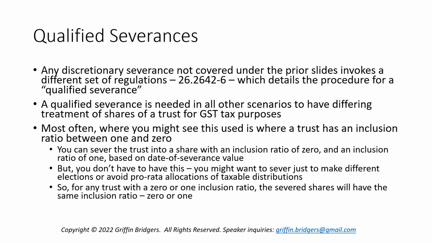And then afterwards, since this is respected now as separate trusts through the qualified severance, this would allow you to make taxable distributions from the non-exempt trust that has an inclusion ratio, or really make them from the exempt trust, I should say, that has an inclusion ratio of 0, instead of allocating taxable distributions pro rata from each separate share. And if you have any trust with a 0 or 1 inclusion ratio, the severed shares will have the same inclusion ratio, 0 or 1. So you might do that in a situation where you want to have differing GST tax elections.